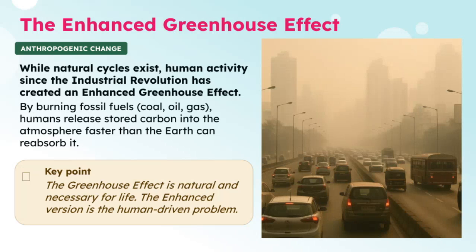Now let's move from natural change to anthropogenic change. Anthropogenic means caused by human activity. Since the Industrial Revolution, humans have greatly increased greenhouse gas emissions. This has created the enhanced greenhouse effect. The natural greenhouse effect is essential for life. Greenhouse gases trap some of Earth's outgoing heat, keeping the planet warm enough for living things.